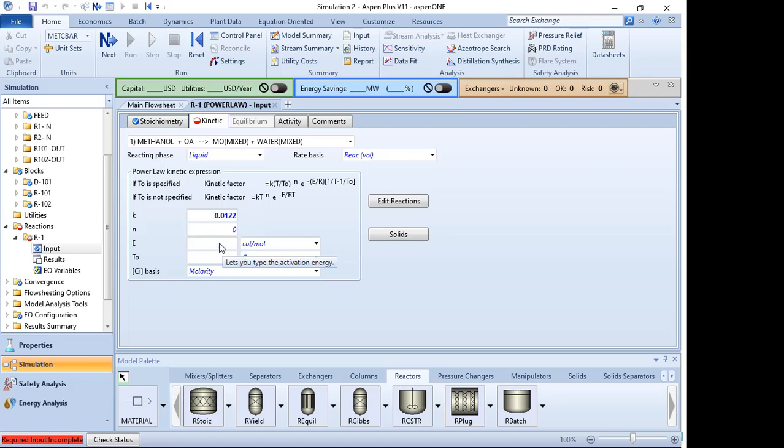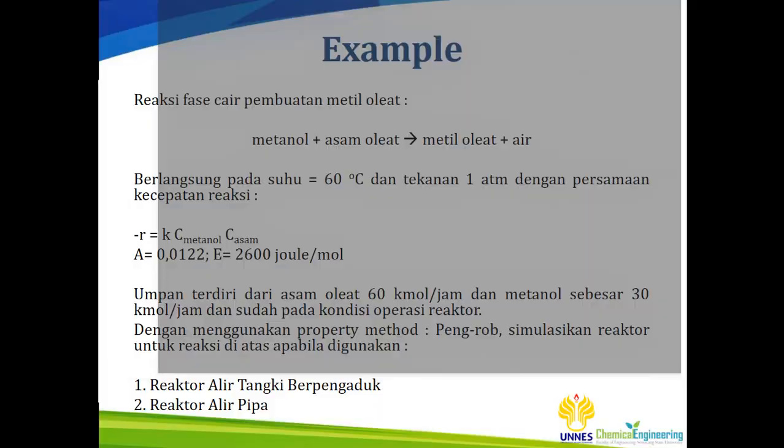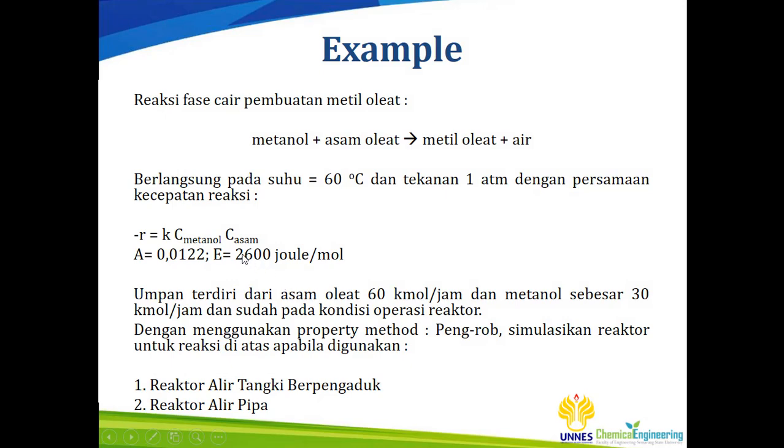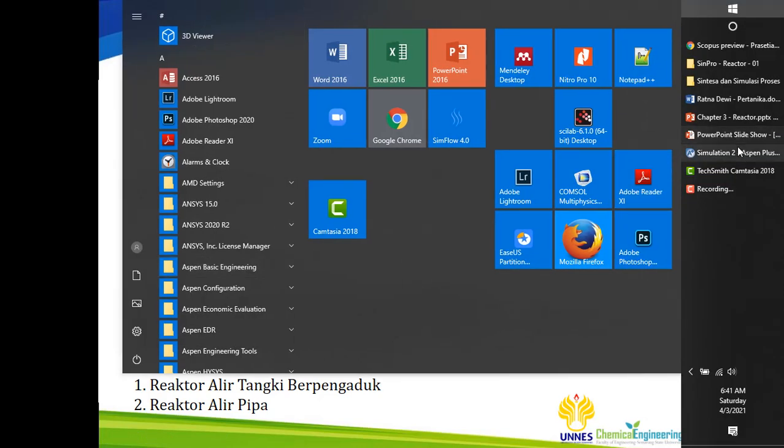0.0122. And if the equation does not include temperature, then n should be 0, since T to the power 0 becomes 1. And the activation energy is 2600 joule per mole.